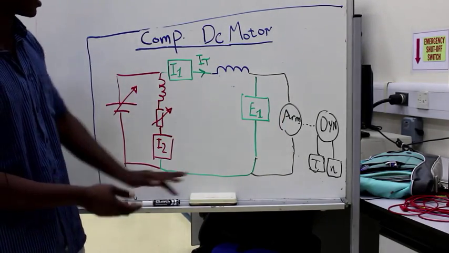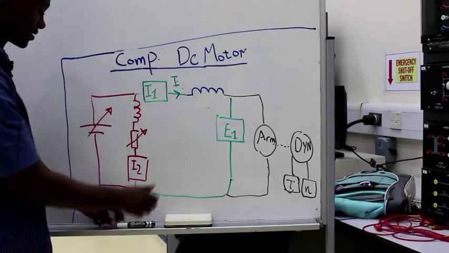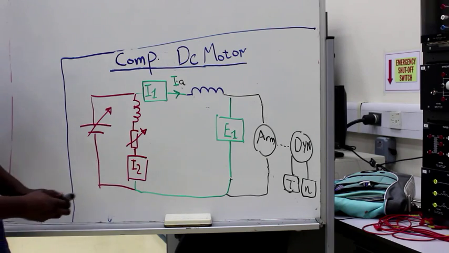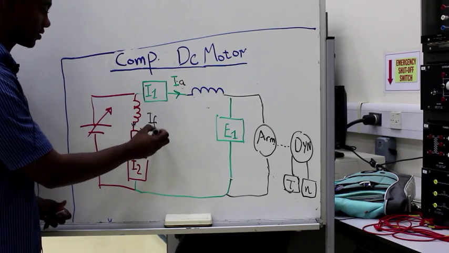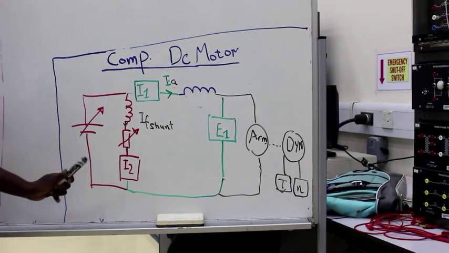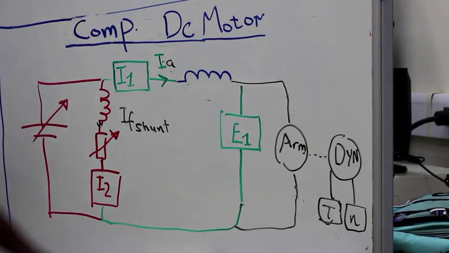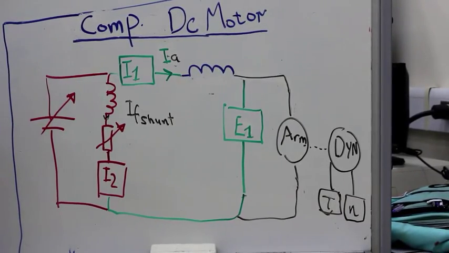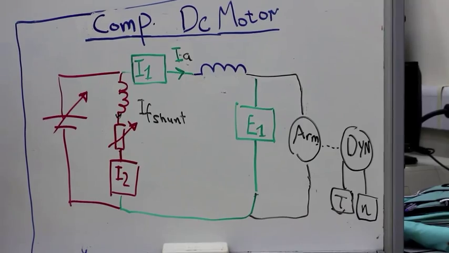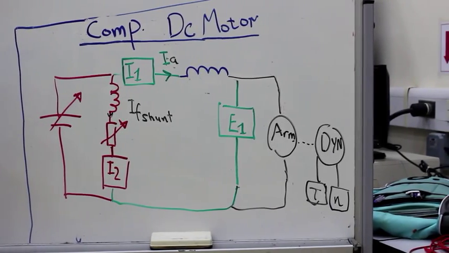We need to measure the armature voltage, which we will do with E1, and we need to measure the armature current, IA, which also flows in the series winding, which we do with I1, and we need to measure IF shunt in the shunt, which we'll do with I2 in series with the shunt circuit. We want to measure the speed versus torque characteristics, so we're going to try to keep the voltage constant as we change the torque at the load and see what happens to the speed and get the graph of that. Basically, it's the same step as we showed in the previous experiment, the series DC motor. So I'm just going to show you the connection now, and we'll give you the results very quickly.